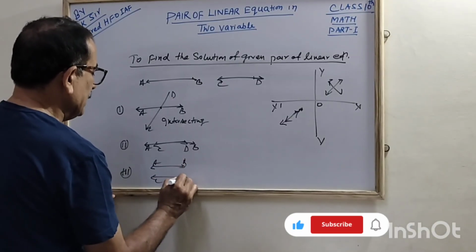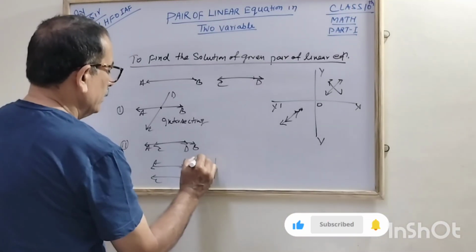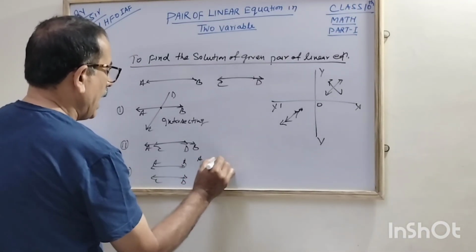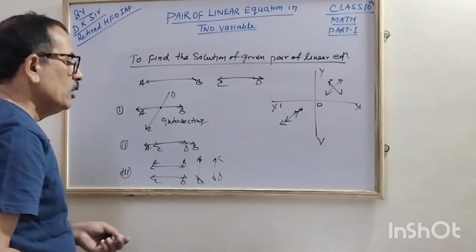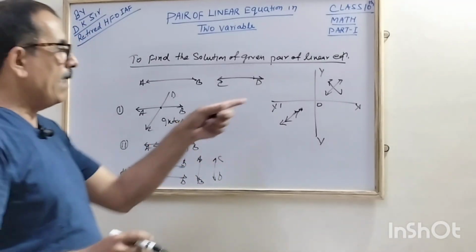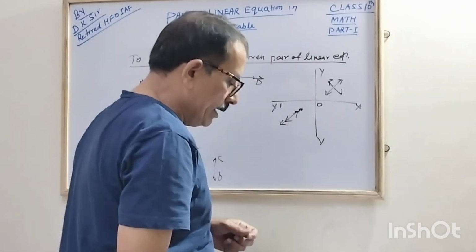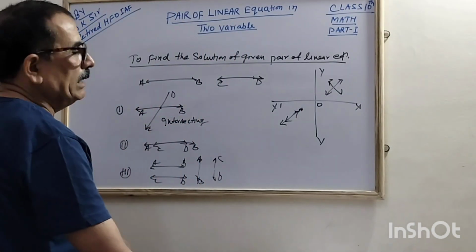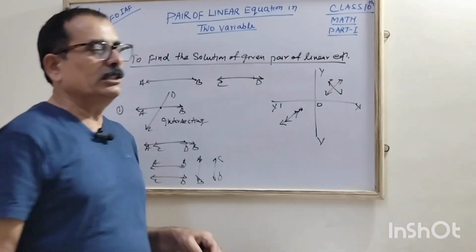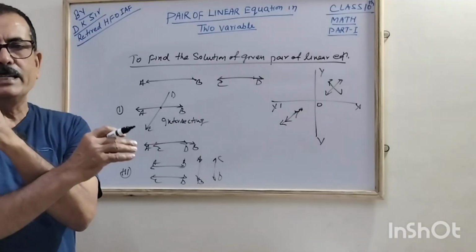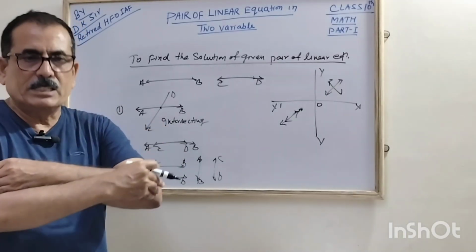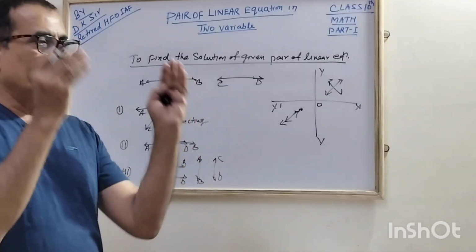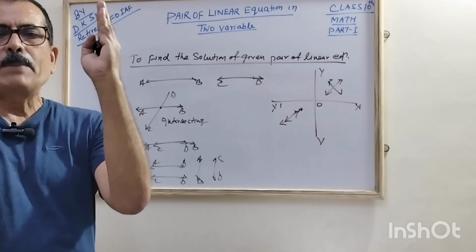The third case you can get is where AB and CD are both parallel. Correct? So if you draw two lines on the graph, out of three cases only one will be there. Either the two lines will be intersecting, or the two lines will coincide and overlap each other, or third, the two lines will be parallel to each other.